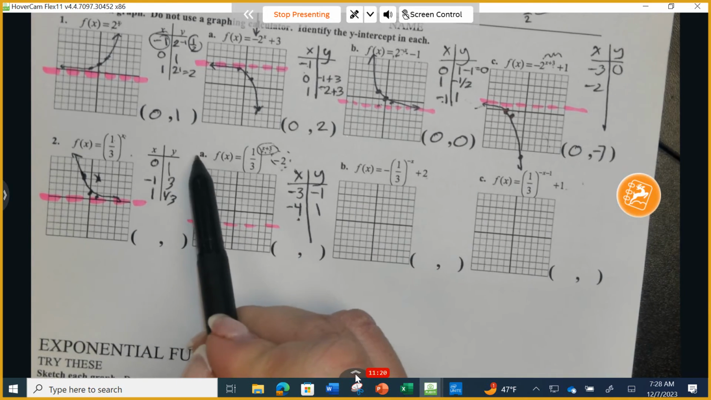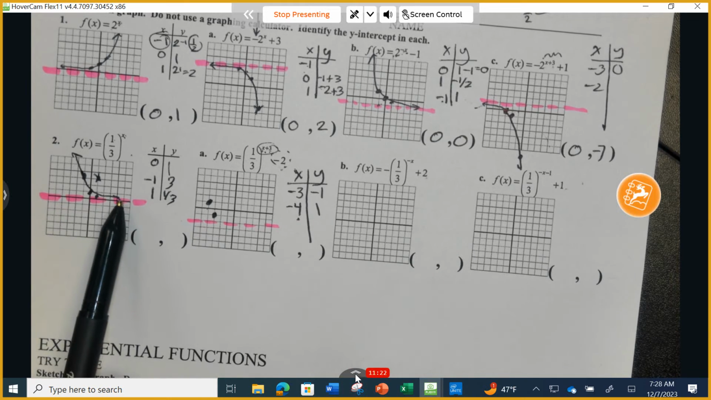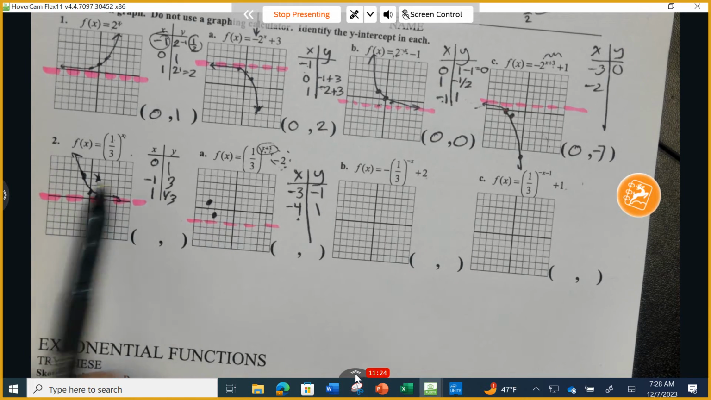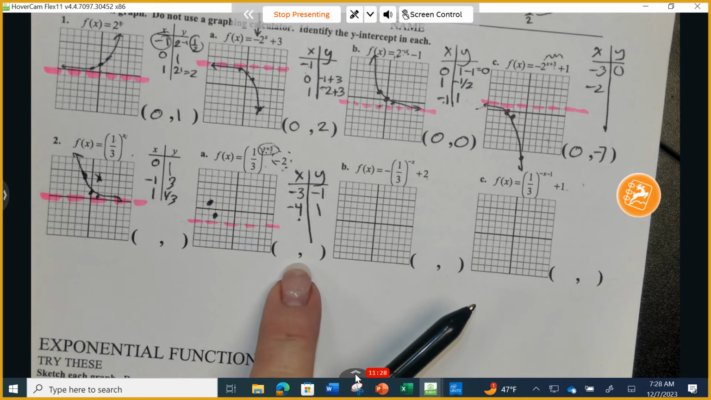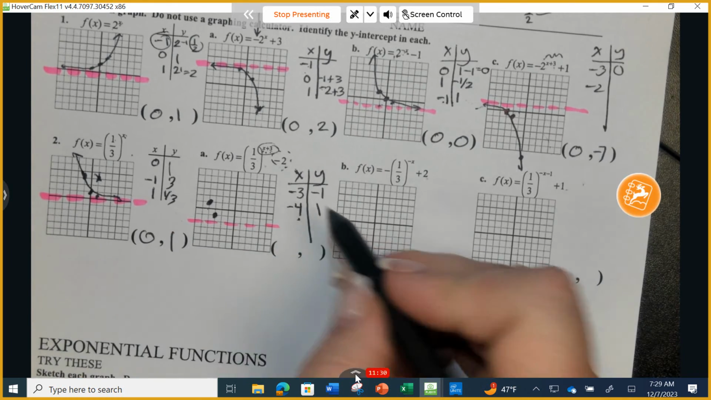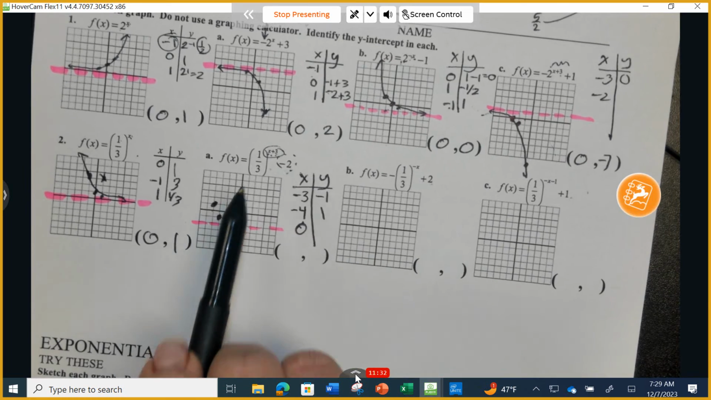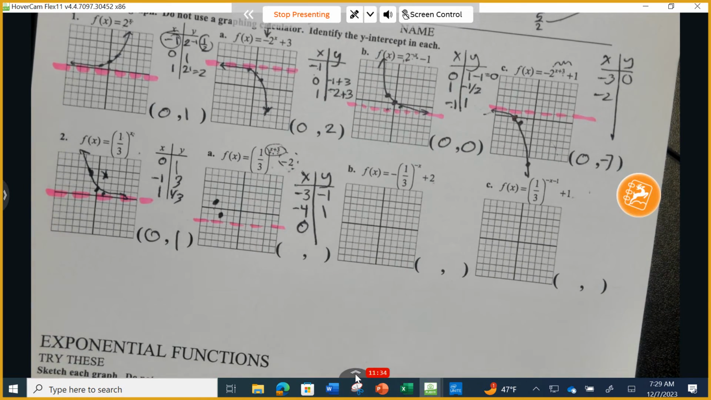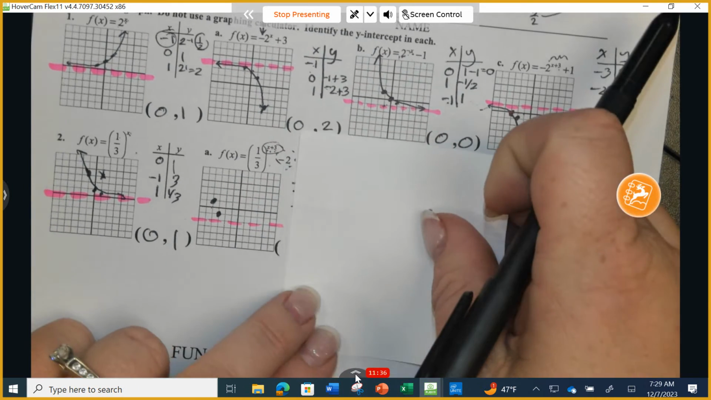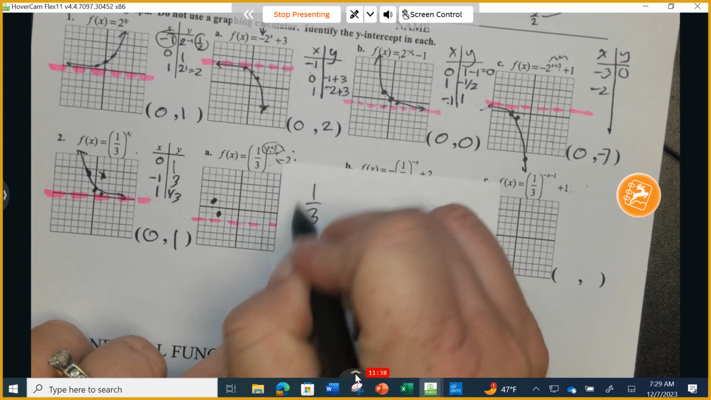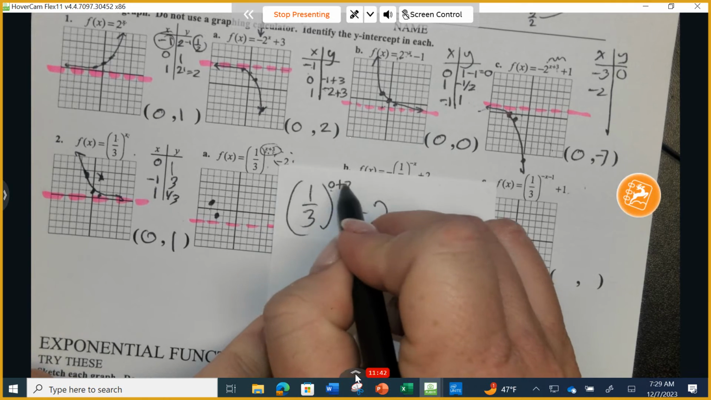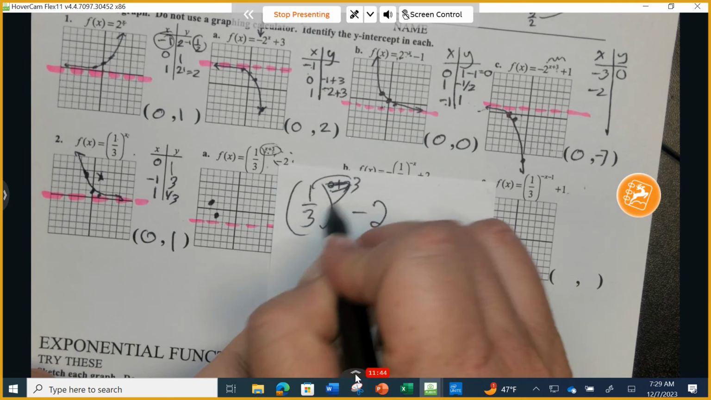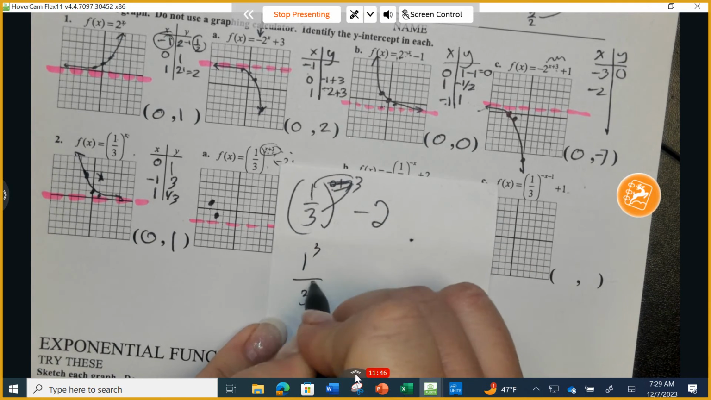And I can now see this general shape. See how we have simply shifted it down 2, and then we've shifted it to the left 3. I do need to be able to identify the y-intercept, and so I'm now going to plug in 0. When I plug in 0, I have 1 over 3 to the 0 plus 3, subtract 2. So 0 plus 3 is simply 3. Now I need to distribute that. That's 1 to the third over 3 to the third.